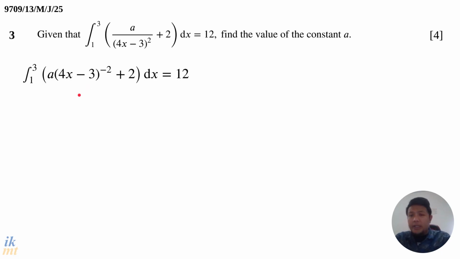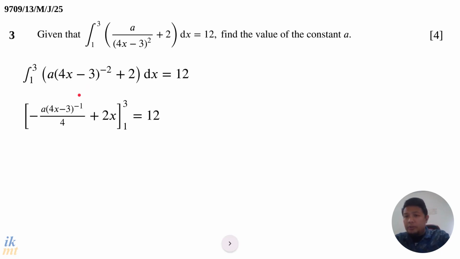So go ahead and apply the rule for integration of power function. We have a, and then increase the power by 1. So negative 2 plus 1 becomes negative 1, and then divide by that increased power. When we divide by negative 1, it's the same as multiplying by negative 1, so I put a negative sign in front here. And then you have to differentiate the inside function, in this case 4x minus 3. Differentiate it, it will give you 4, so we have to divide by that 4 as well.